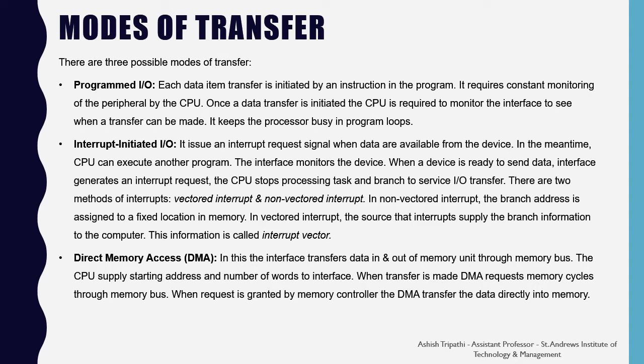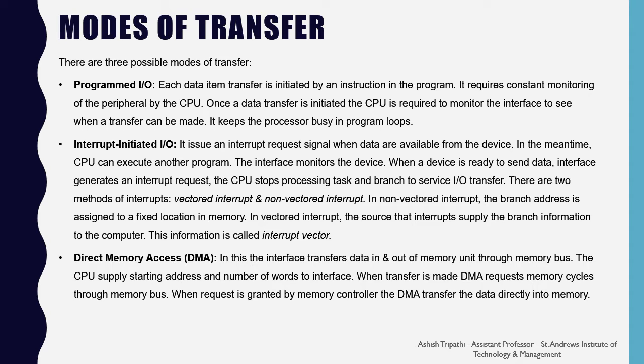There are two methods for interrupt: vectored interrupt and non-vectored interrupt. In a non-vectored interrupt, the branch address is assigned to a fixed location in memory. In the vectored interrupt, the source that interrupts supplies the branch information to the computer. This information is called the interrupt vector.